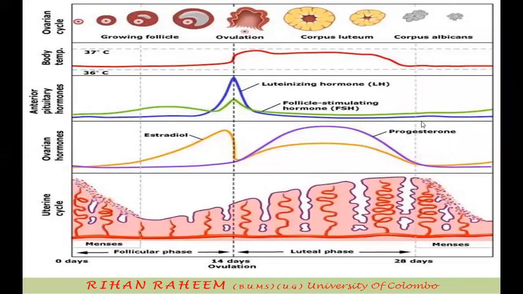So now this chart is the final chart. Finally, after studying everything, you should be thorough with this chart. This is the 28-day chart. Both the places are there. The first one is the ovarian cycle, which is happening in the ovary, and the last one is the uterine cycle, which is happening in the uterus. In the middle, we have to talk about the hormones, the body temperature, all those things.